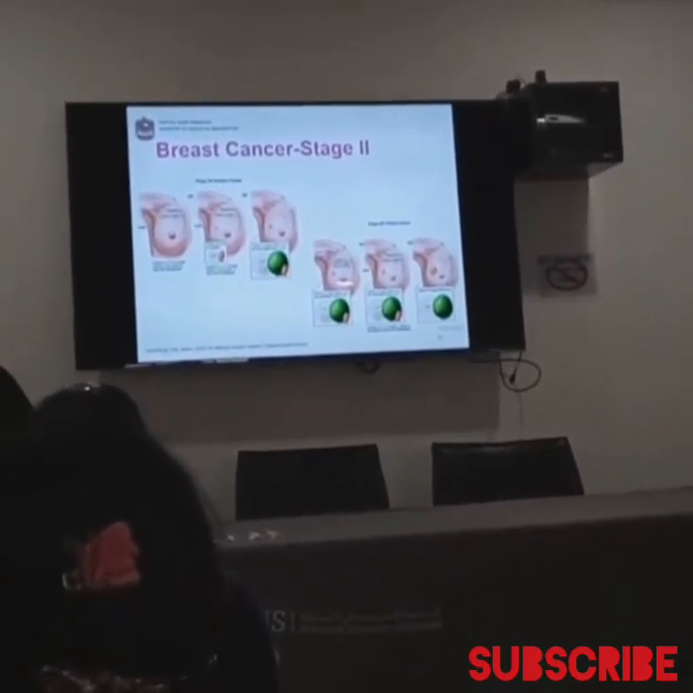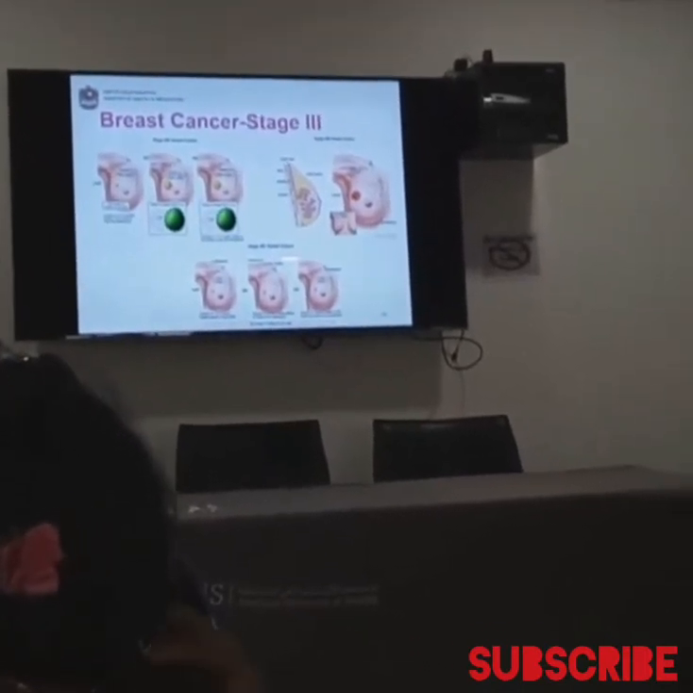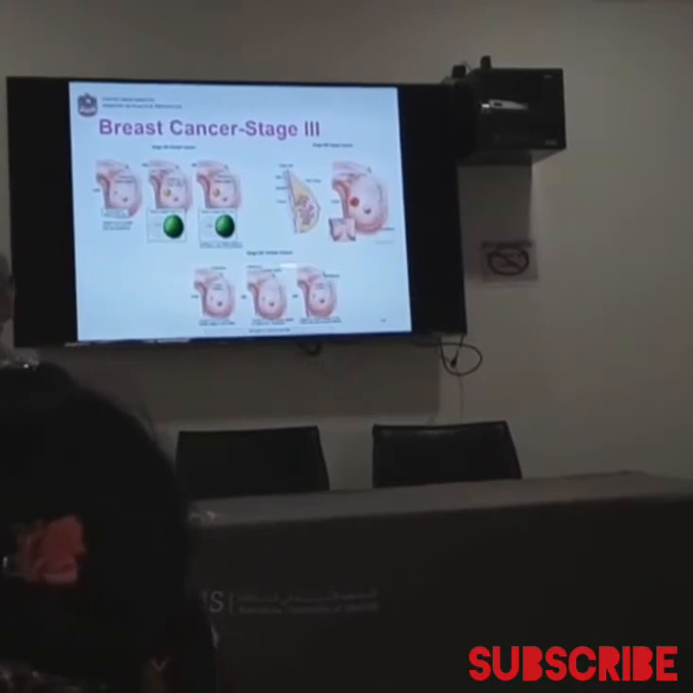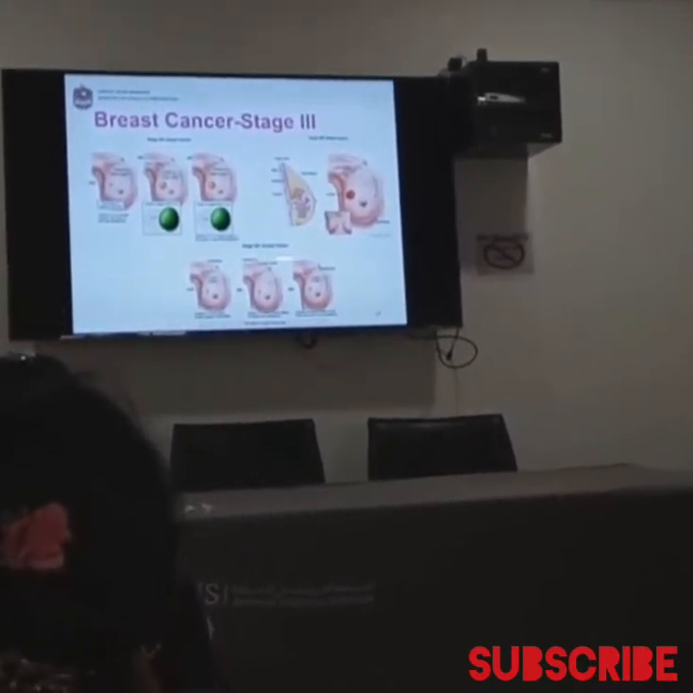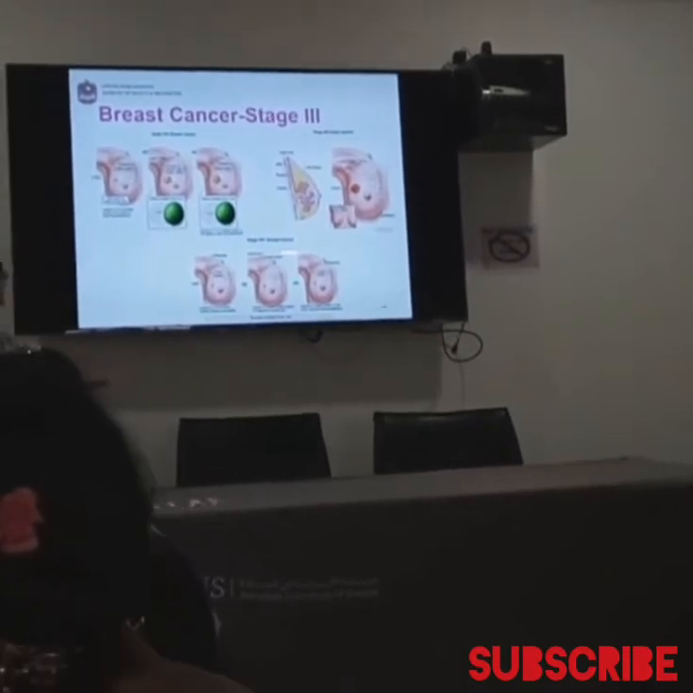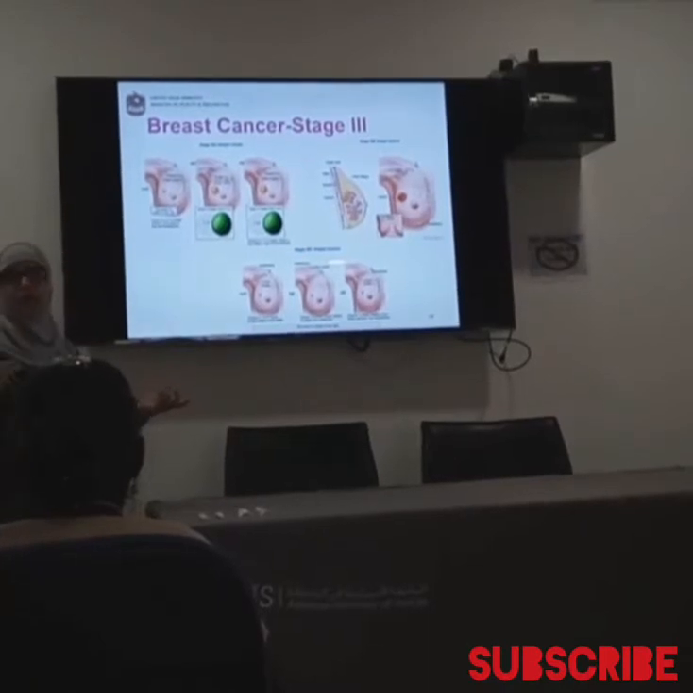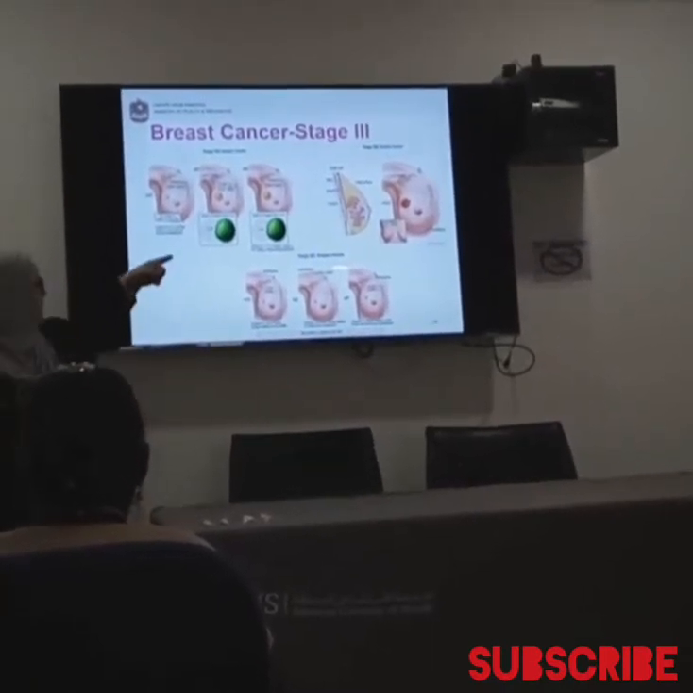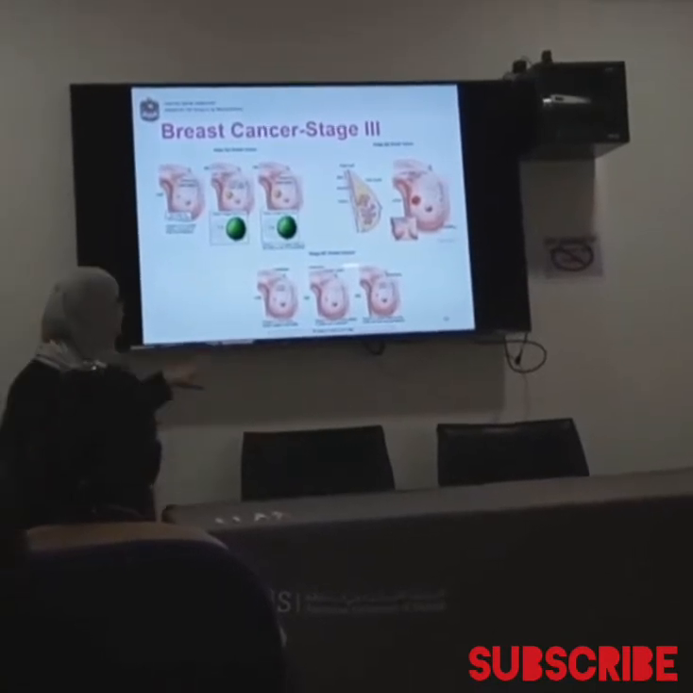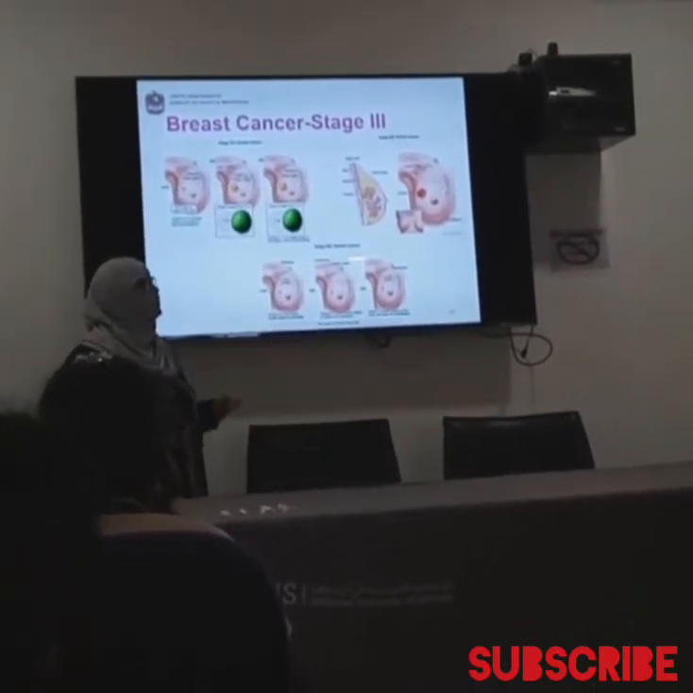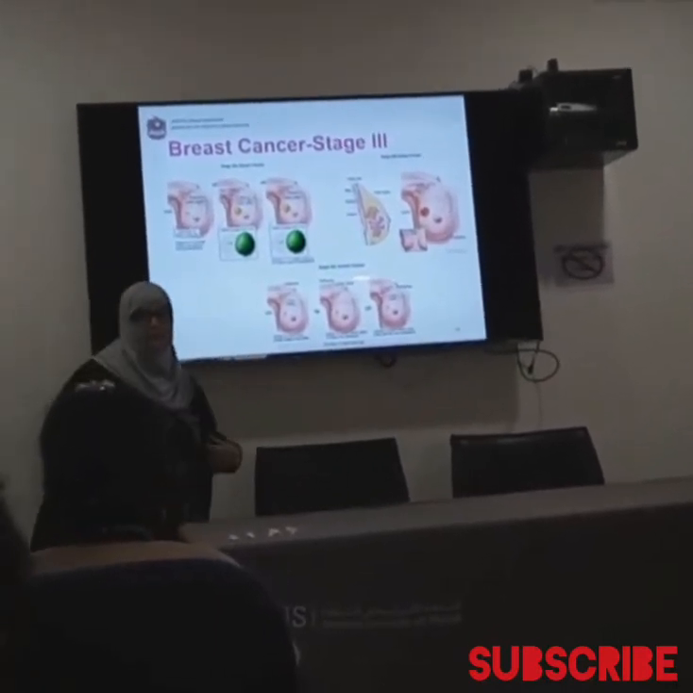Stage 3, the tumor size now is bigger, more than 5 centimeters. We have more lymph nodes involved here now, 4 to 9 lymph nodes could be involved. If we go to stage 3B, the tumor could reach the skin or the chest wall. In 3C, you have 10 or more lymph nodes involved, and the size of the tumor will be bigger than 5 centimeters.